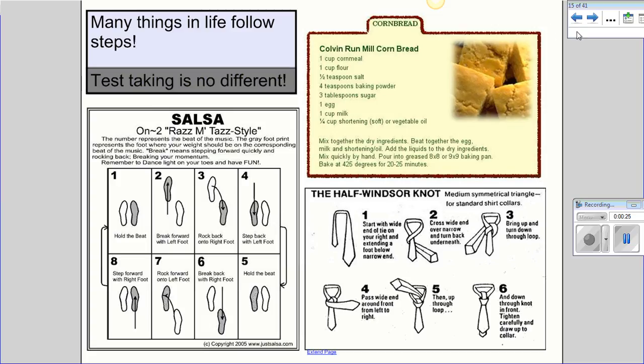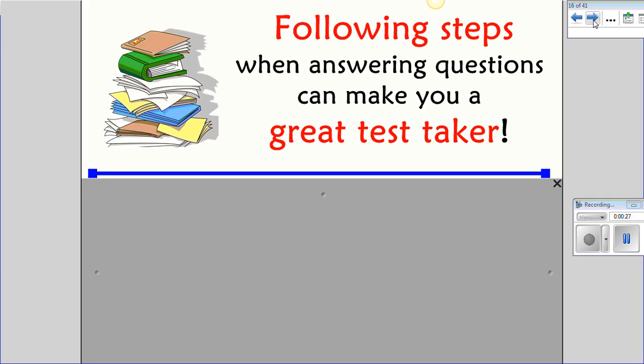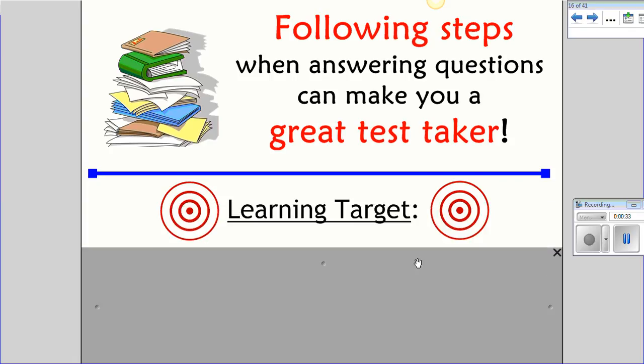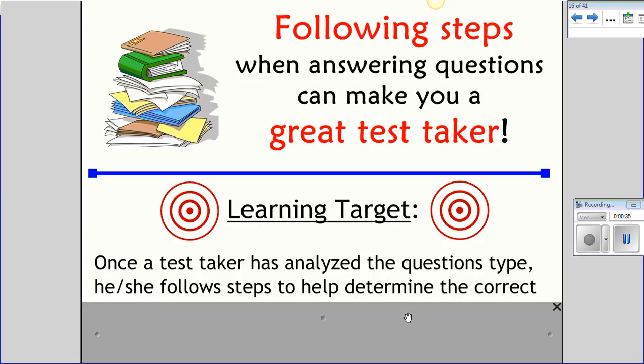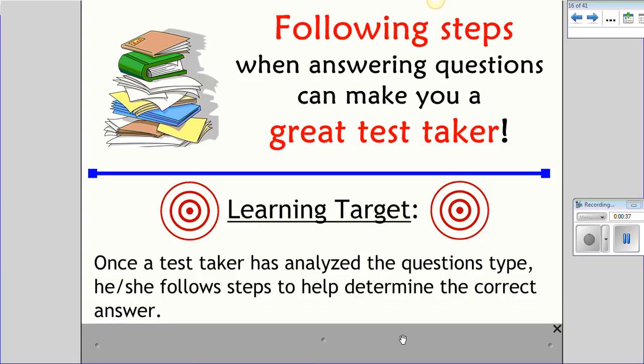Test taking is no different. Following steps when answering questions can make you a great test taker. Here is our learning target today. Once a test taker has analyzed the question type, he or she follows steps to help determine the correct answer.